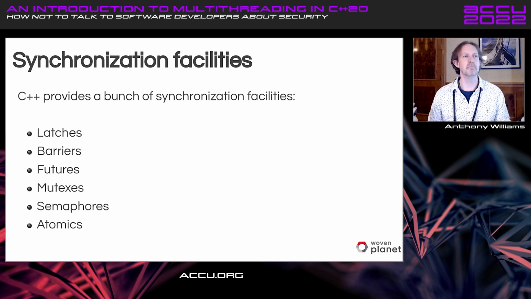And C++ has a bunch of these. We have latches and barriers for synchronizing groups of threads. We have futures for passing data around. We have mutexes as a general protection mechanism. Semaphores, which are an even more general synchronization mechanism. And then we have atomic operations for low-level synchronization.